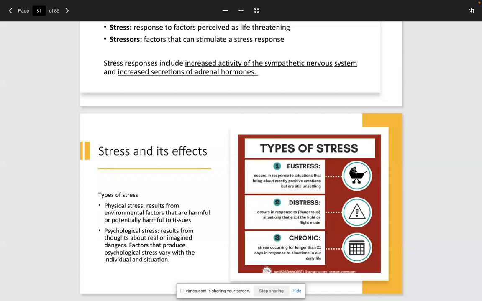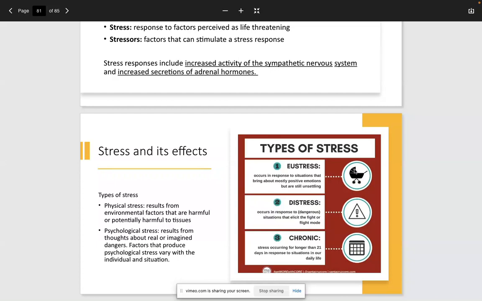It could be studying. You study and it becomes stressful. However, if it's eustress, you'll study and it becomes eustress because of the good grade you receive. Distress occurs in response to dangerous situations. This could be you're out hunting and there's a bear sitting right underneath you in the tree stand, right? You're in a distressful situation. Chronic stress occurs for longer than 21 days in response to situations or daily life. This could be things due to malnutrition. This could just be your job. You have chronic stress due to your job because you go to it day in and day out.